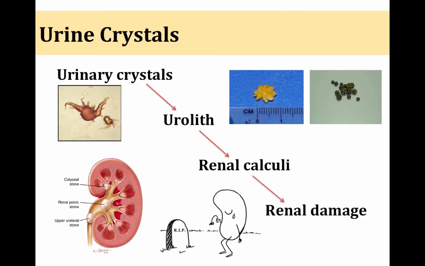Because as they travel through the kidney, maybe through the glomerulus, they can rip up the walls there, rip up the walls of the calyces, of the ureters, as well as potentially the urethra, depending on the size. So there can be some pretty serious kidney damage caused by the presence of these crystals and the formation of these uroliths. People who have had kidney stones definitely can attest to the pain that they can cause.